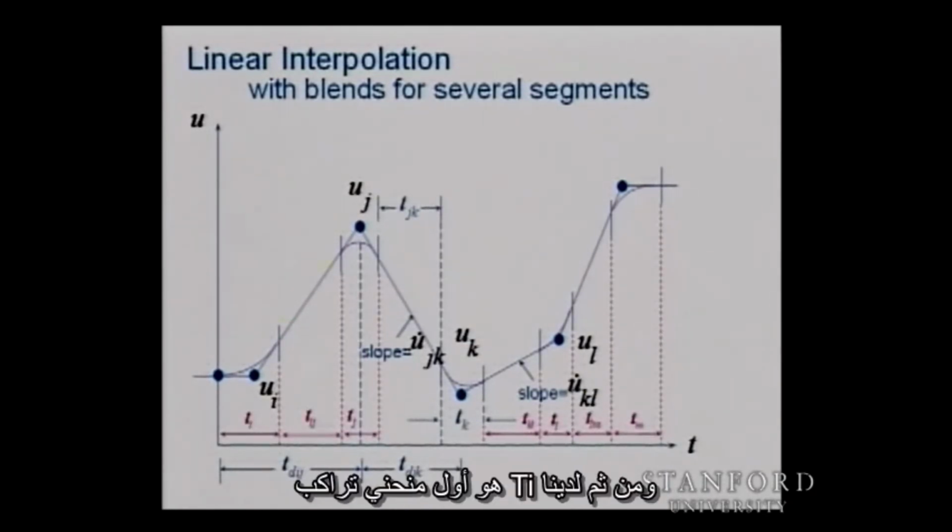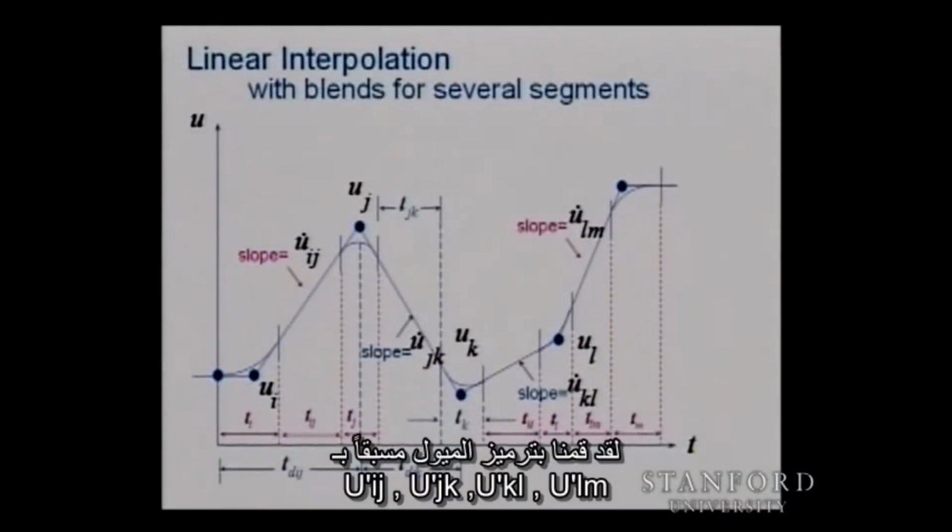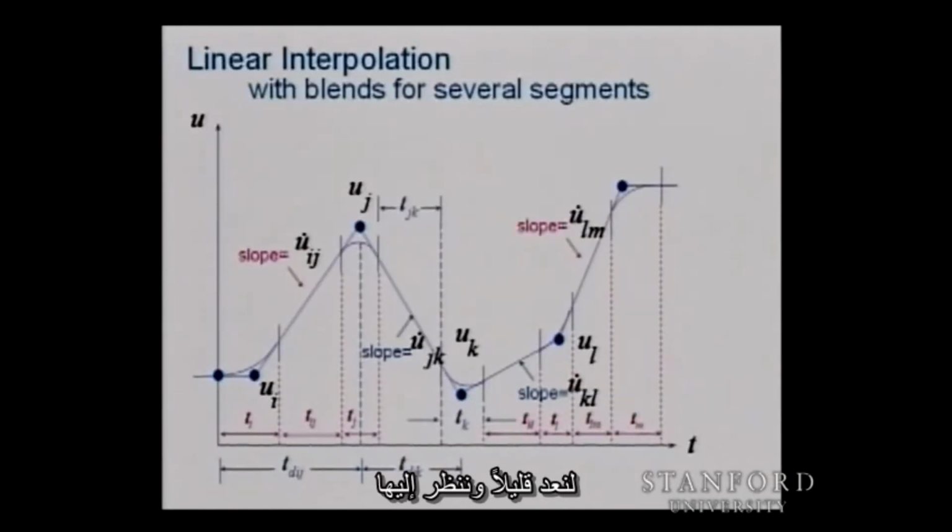So then we have t sub i is the first blend, then t sub ij is the straight line segment, t sub j is the next blend, etc. for all of them. Okay? The slopes we already denoted with u dot ij, jk, kl, lm. So what is given here? We'll come back to the picture. Actually, let's go back and look at that.